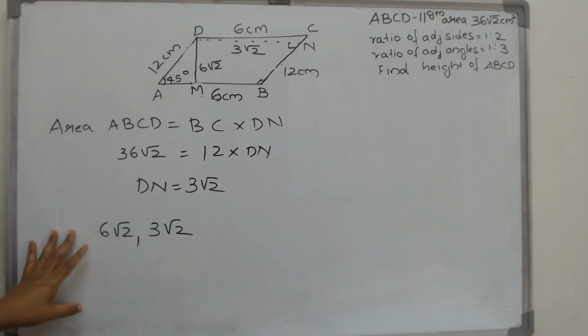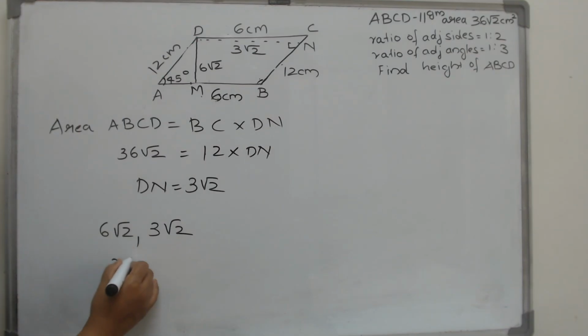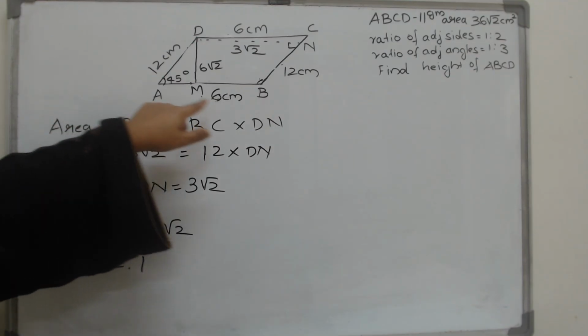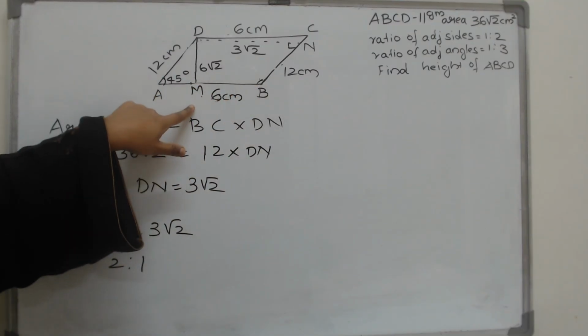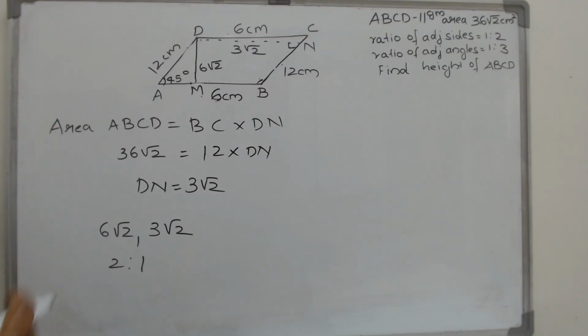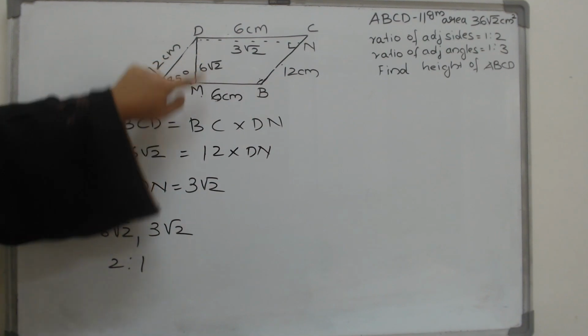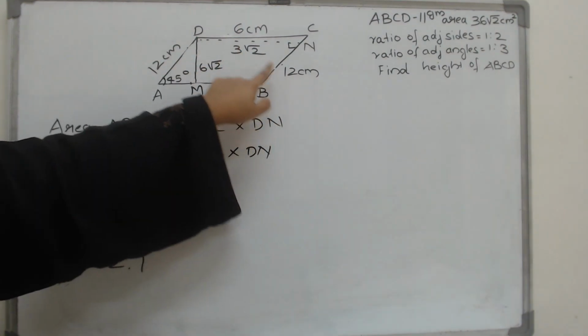These are the two heights that we were looking for. As you can see, they are in the ratio 2:1. In other words, if the sides are in the ratio 1:2, you will see that their heights are in the reverse ratio. Multiply both of them, you will see a 36 root 2 here, and you will get a 36 root 2 here.